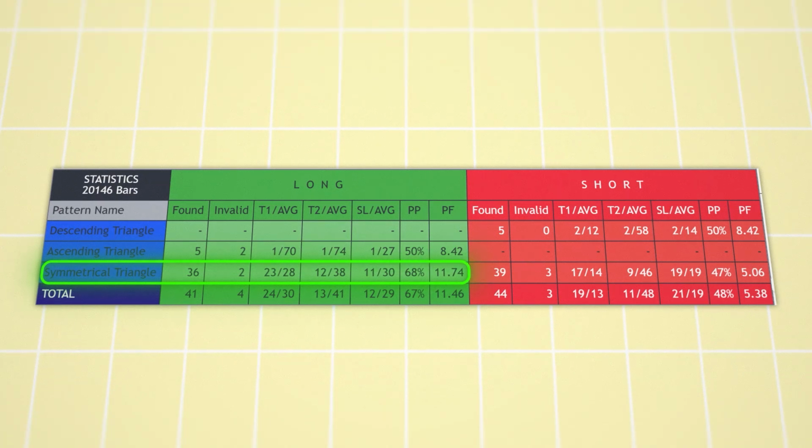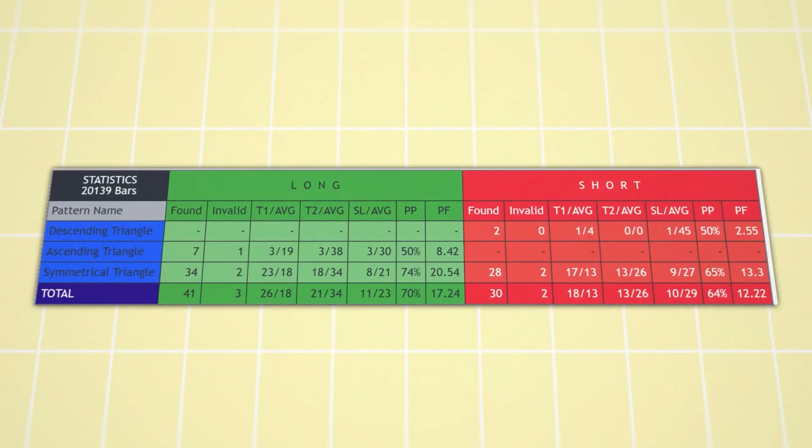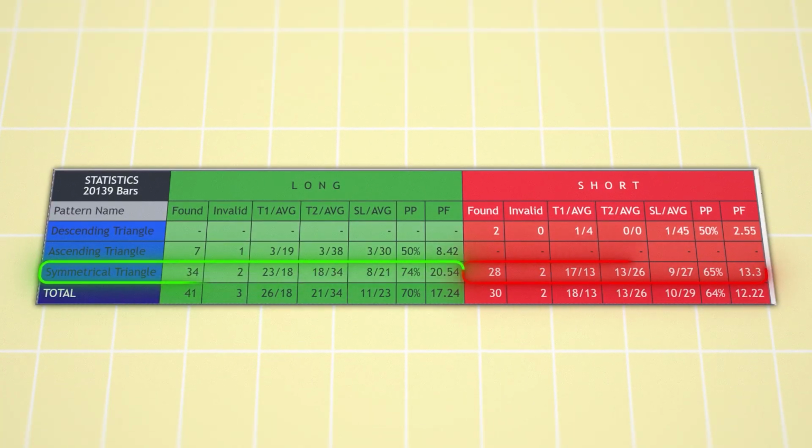When the market is systematically rising, it makes sense to focus on bullish formations rather than aggressively searching for short scenarios against the trend. The symmetrical triangle performs particularly well on gold. Its win rate is 68%. On silver, the symmetrical triangle shows the best performance.